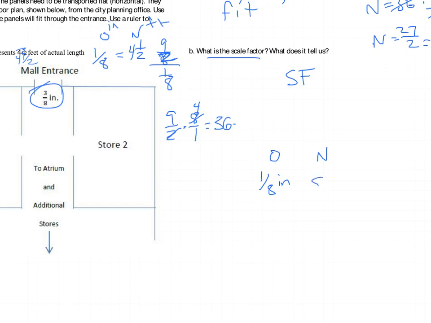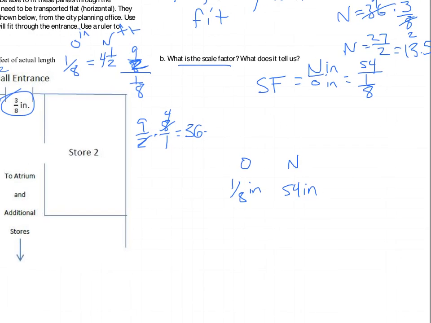That's 54 inches. Okay? And so my new divided by my old for my scale factor, where they're both in the same units, tells me exactly how much larger it is. 54 divided by 1/8 ends up being 54 times 8, which is going to be equal to 432. Now specifically, what does that tell us?